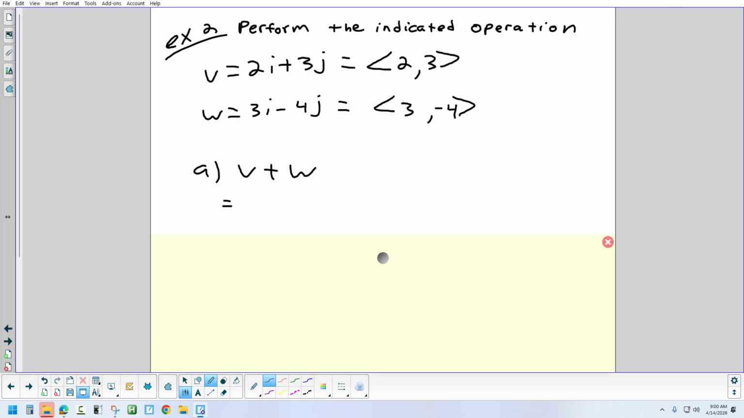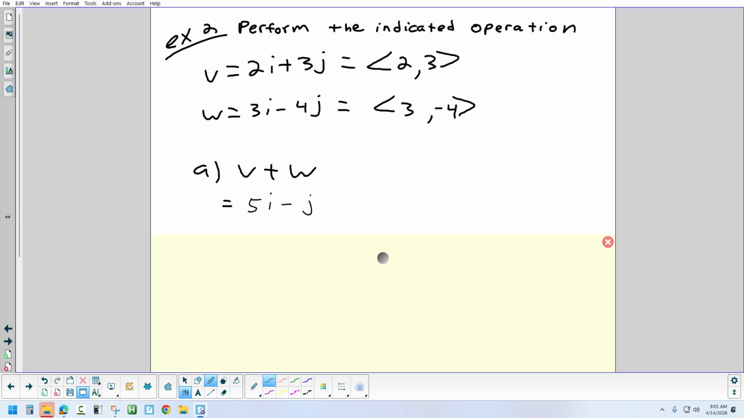Okay, so remember adding, combine the horizontal components, and then combine your vertical components. Anyone think they could tell me what v plus w would be in the unit vector notation? Yeah. 5i minus 1j. Yep. So 5i, you can put minus 1j, or you can just put minus j. That's fine too. So it's 5i minus j.